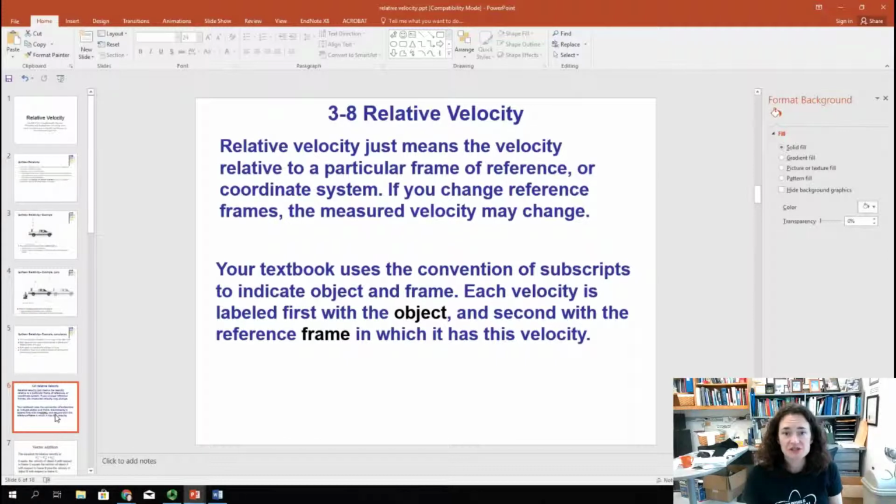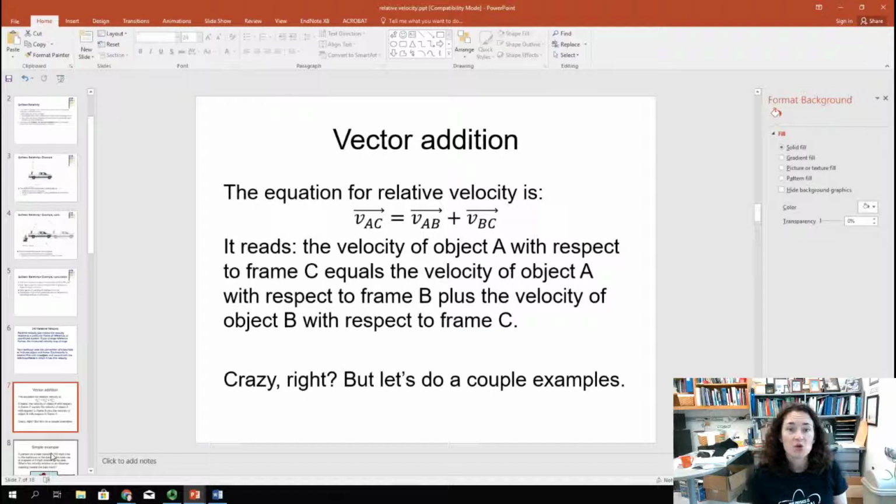Now, your textbook uses a certain convention for how these things are written out to indicate the object and the frame. Each velocity is labeled with subscripts, and in the subscript, the first letter will indicate the object that's being referenced, and the second will indicate the reference frame in which it has that velocity. Now, we're going to go with a convention that you've got a relative velocity that you're trying to find, and you want to find the velocity of object A with respect to reference frame C. So that would be labeled V_AC, right? A for the object and C for the reference frame.